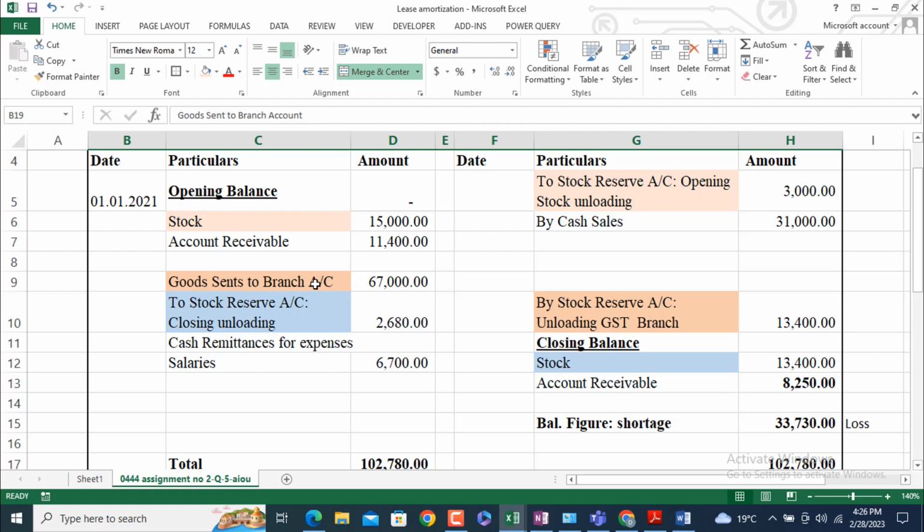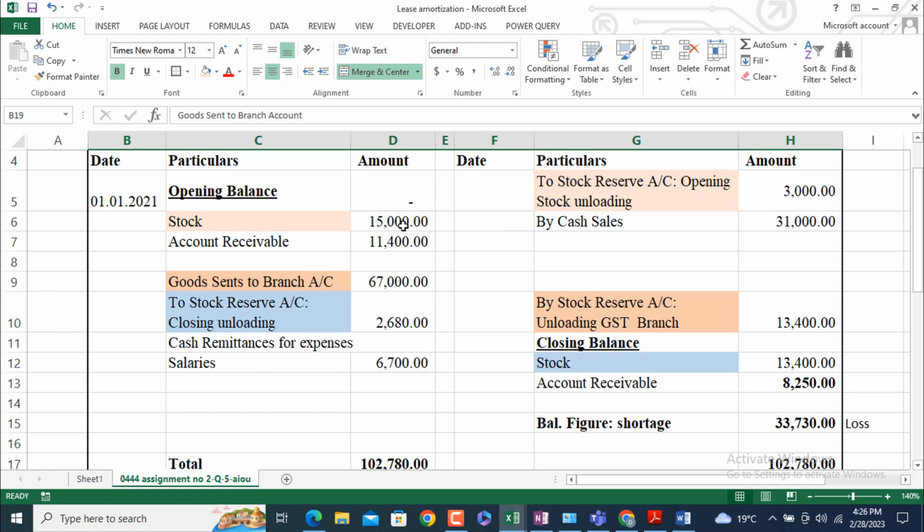This is goods sent to branch account at invoice price, and this unloading is related to this 67,000 amount. The stock reserve account is related to the closing unloading, which is related to the stock account, and here is the stock reserve account for opening stock unloading, which is related to this 15,000.